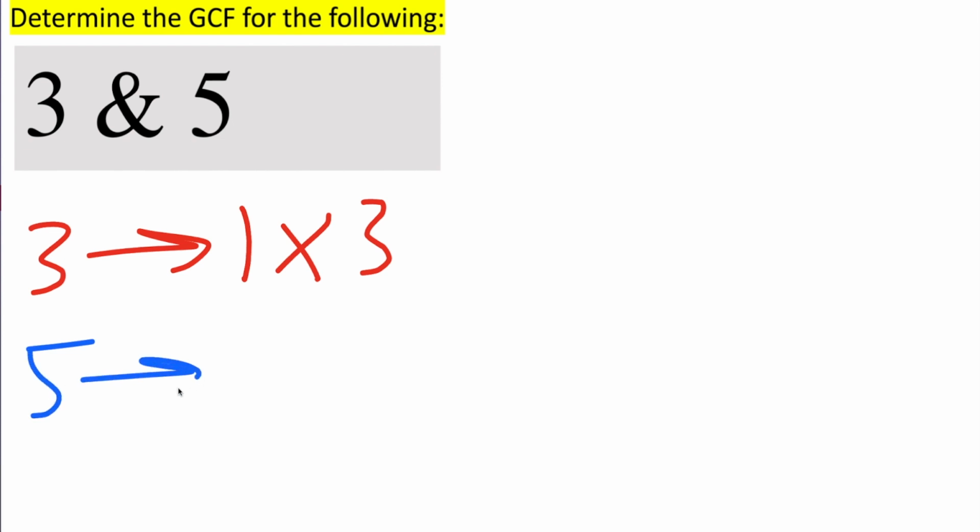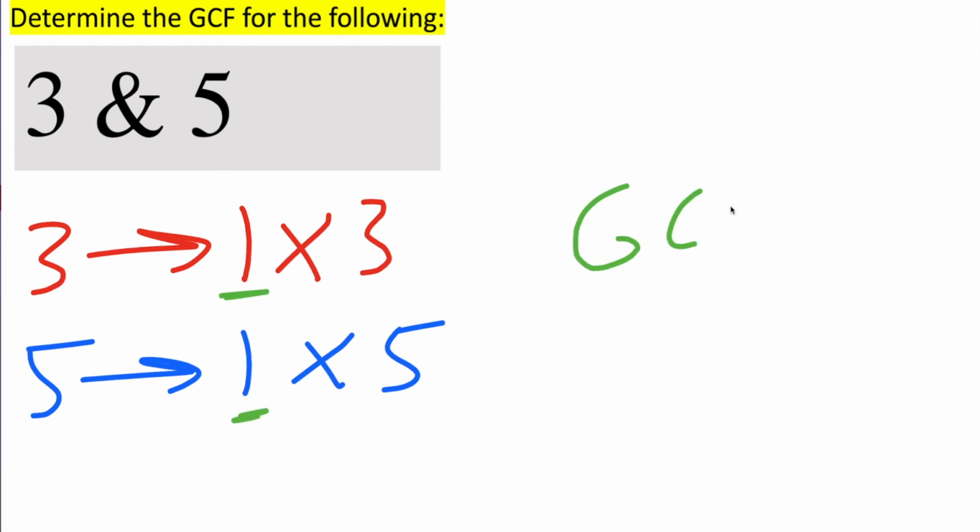All right, this is the last one. Again, if you want to pause, feel free. So 3. There's only one combination, 1 times 3. And then we get 5. One combination again, 1 times 5. And so looking at both lists, the only common number is 1. So the GCF would just be 1 for this problem. And that's how we can determine the greatest common factor.